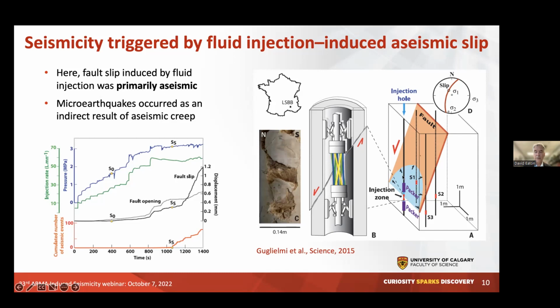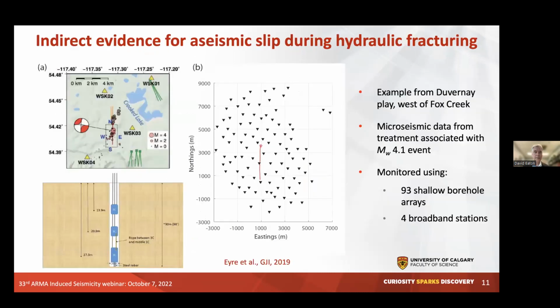The expectation was that this fault would behave aseismically, and that was borne out by the measurements. As this experiment was being conducted, you can see the pressure and injection rates shown here. The initial deformation on the fault was a tensile opening followed by a fault slip, which was entirely aseismic in nature. This experiment included observation systems, microseismic systems that recorded microseismicity, but this all occurred around the fault as an indirect result of aseismic creep on the fault. This experiment was done at the scale of a few meters.